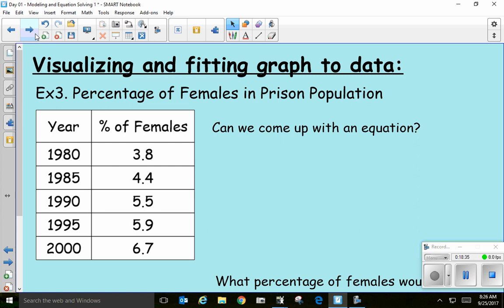Can we come up with an equation? There are 2 ways to come up with an equation. You can do it algebraically, or you can put it in a calculator.